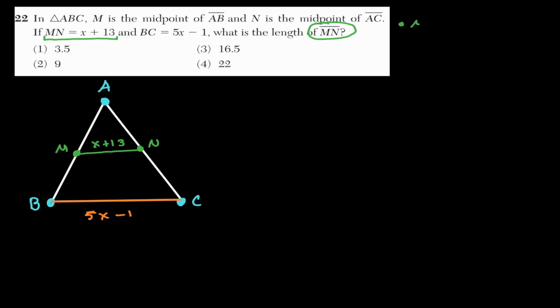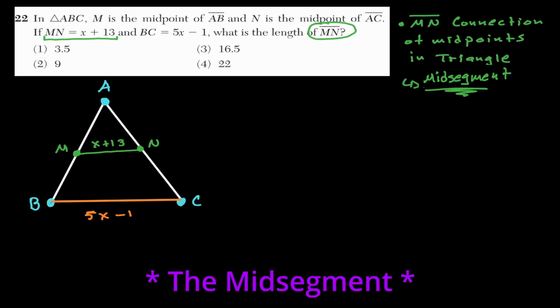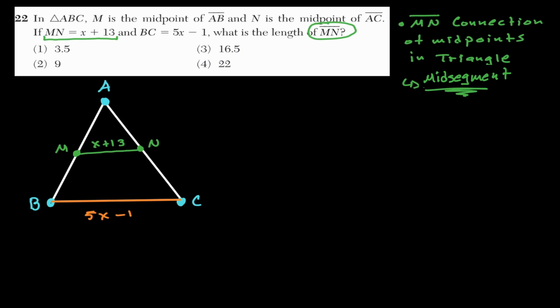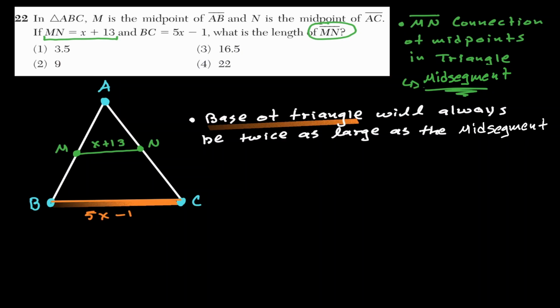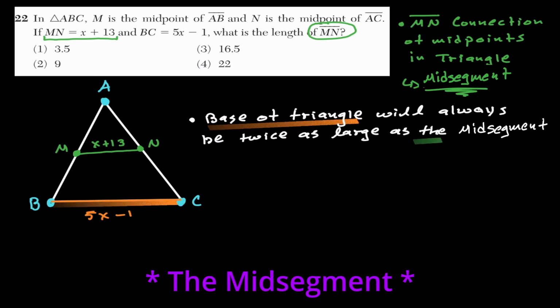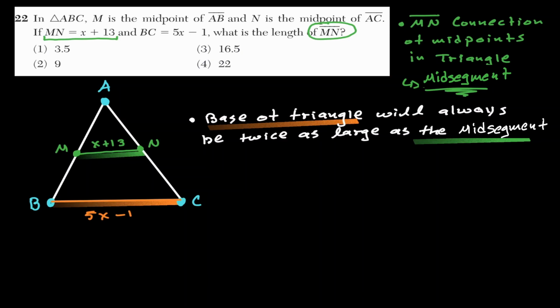Well, one thing to notice is that the line segment MN is the connection of two midpoints in a triangle. And the midsegment has some properties. When it comes to the length, the base of a triangle will always be twice as large as the midsegment of the triangle. And this just happens to be the lengths that we are being given, because the base of our triangle is the line segment of 5x minus 1, and the midsegment, we have an expression for that, x plus 13.